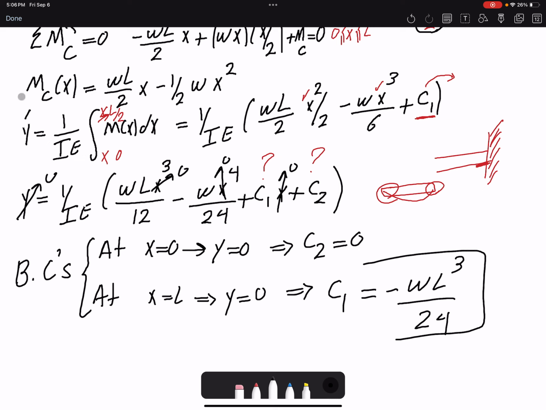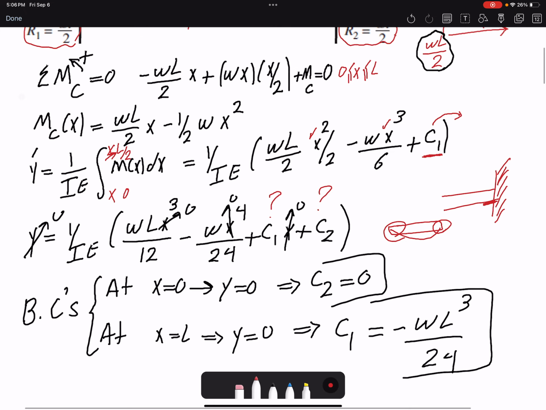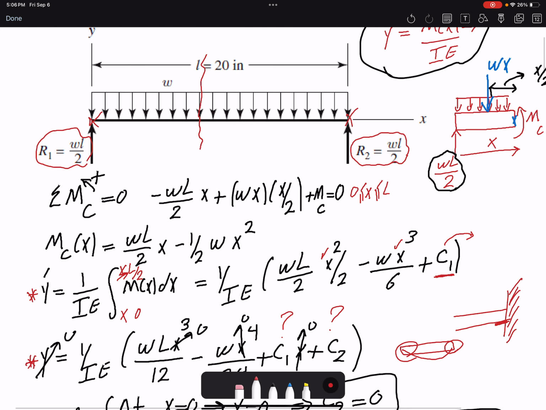Once I have C1 and C2, I have my deflection equation as well as the slope equation. So I have it based on x. That means that I can plug in any value and find the deflection and slope at any location. If the location of interest was somewhere in the middle, I can put L over 2 or 10 inch. If I had a gear here and I was interested in finding the deflection at this location, I can find it.